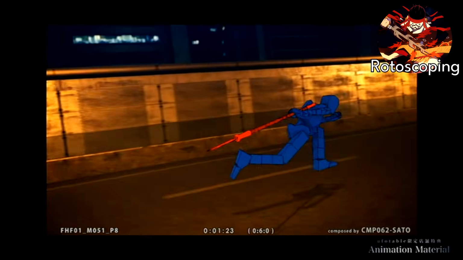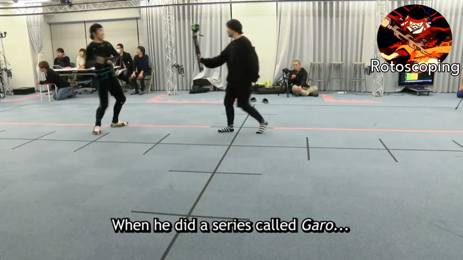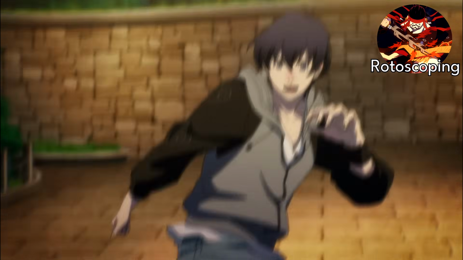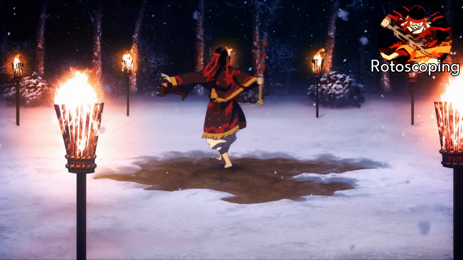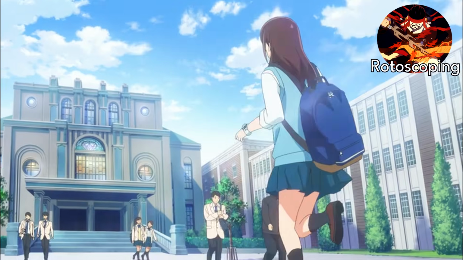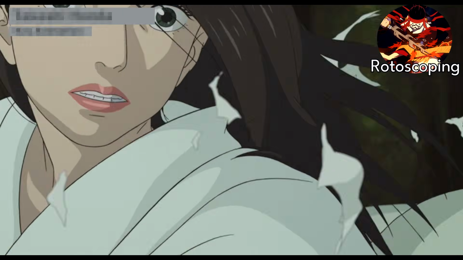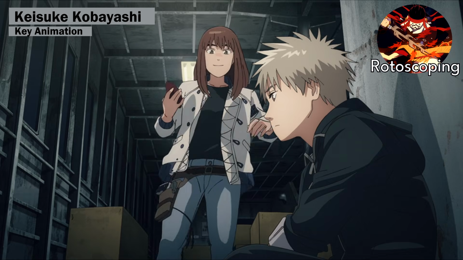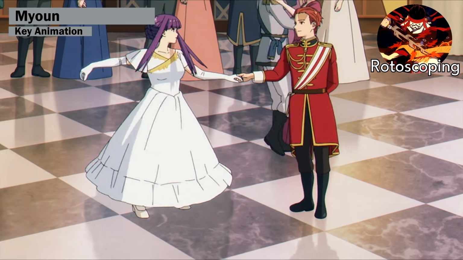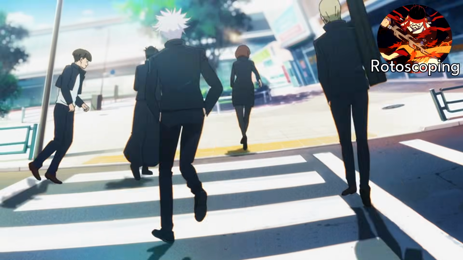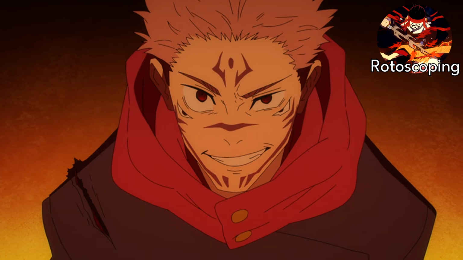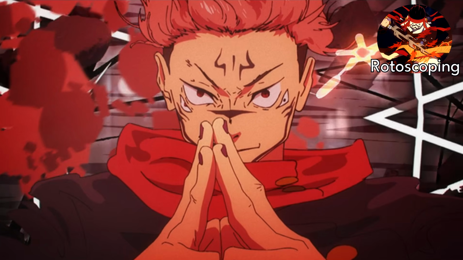Rotoscoping is basically tracing over live action footage or CG models. While sometimes people don't like the usage of rotoscope because it might look a bit too uncanny and realistic, I don't get that statement because there are animators whose work gets called rotoscoping, but it's not, like Takashi Honda, Keisuke Kobayashi, Myon, and a lot more. You still need talent to trace the live action footage to anime because the proportions are different. You're not gonna have someone like Sukuna IRL that has the same proportions at... Okay, I might be wrong.